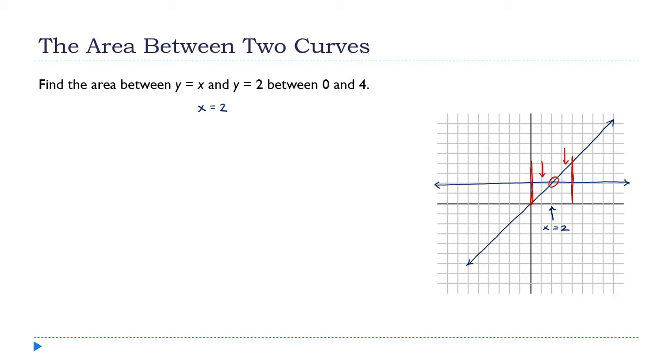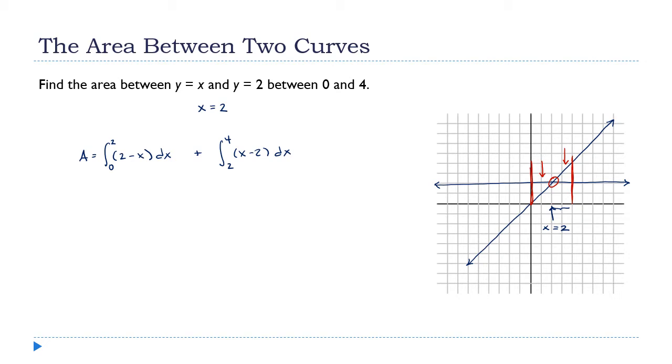So to find the area, I'm going to do two integrals. First, the integral from 0 to 2 plus the integral from 2 to 4. On the 0 to 2 side, y equals 2 is on top, so I'm going to do 2 minus x dx. And then on the 2 to 4 section, the y equals x function is on top, so I'll do x minus 2 dx.